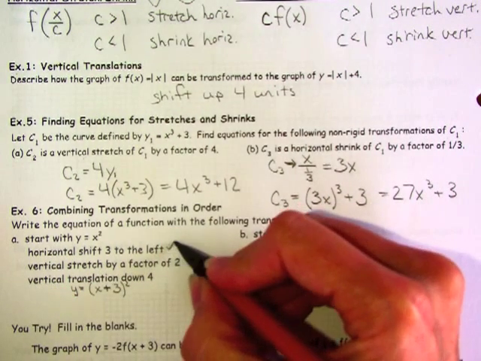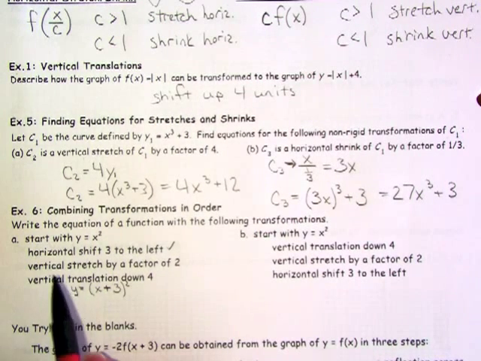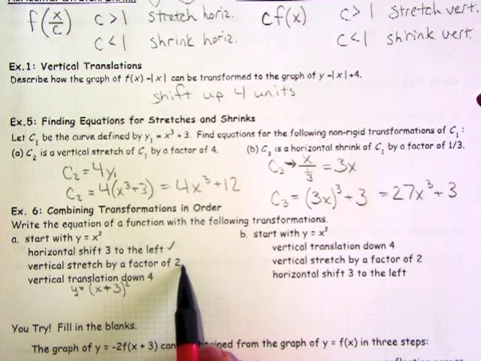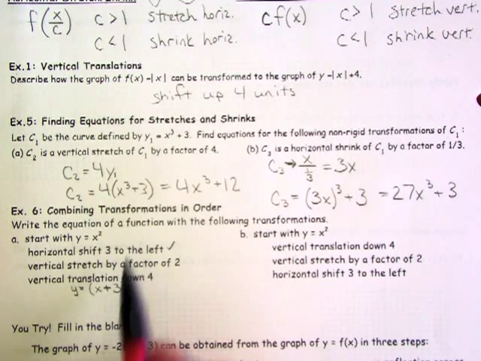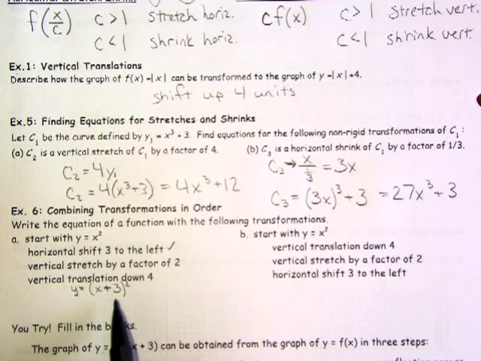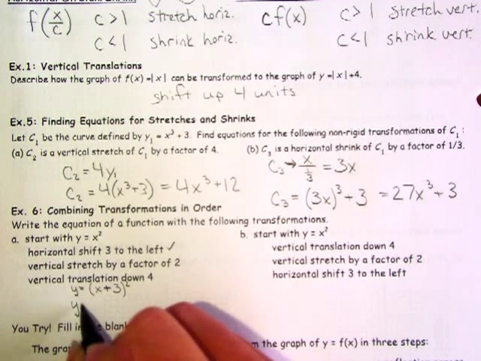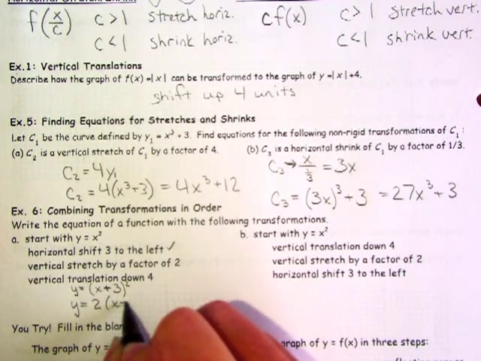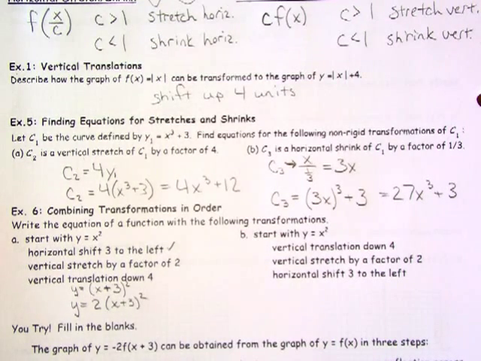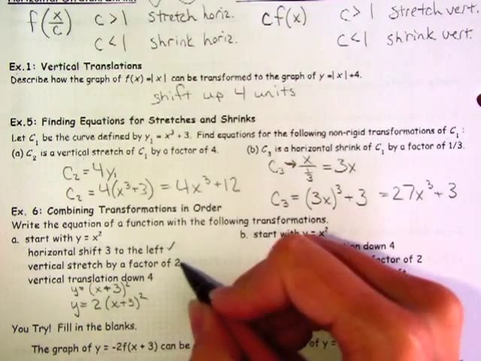Okay. After that, I want to do a vertical stretch by a factor of 2. Vertical stretch, vertical is applied to the whole function because it's applied to the y values. So I want to take the whole thing and multiply by 2. So 2 times the x plus 3 squared. Okay, so we got that taken care of.